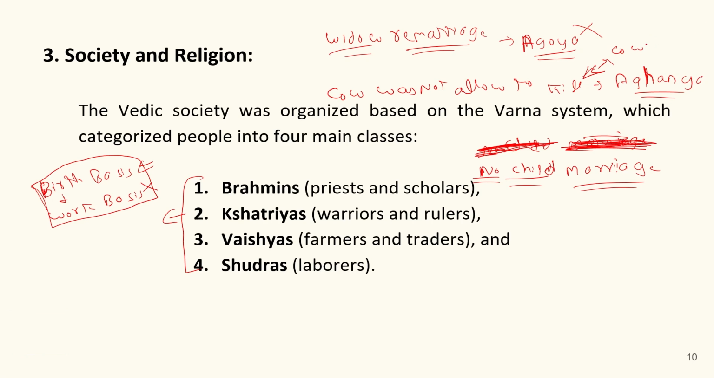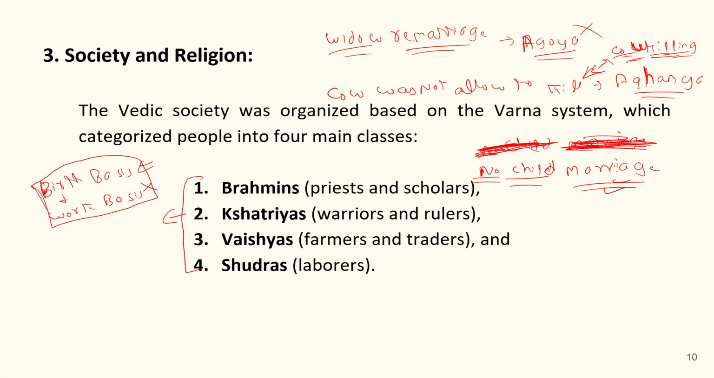Cow killing was there. Okay. Second is, child marriage was in existence. In the first time, child marriage was not in existence, but in the later time period, child marriage was in existence as well. Got it?